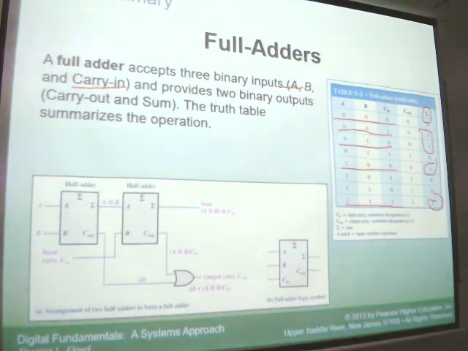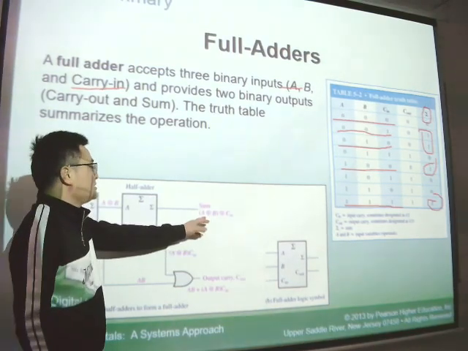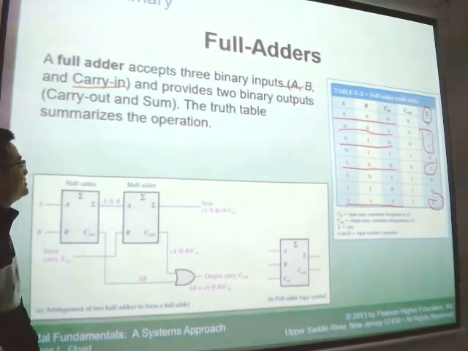So from this truth table, we can write down the Boolean expression or the Karnaugh map of the expression. Sigma, in fact, is equal to A XOR B XOR C in.